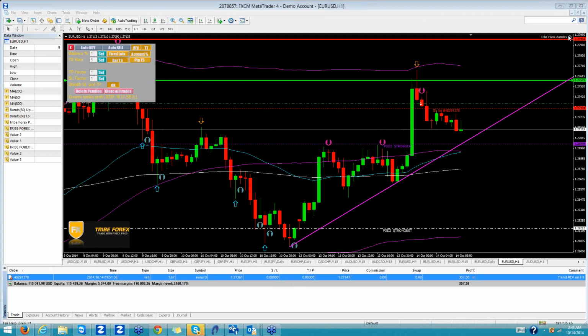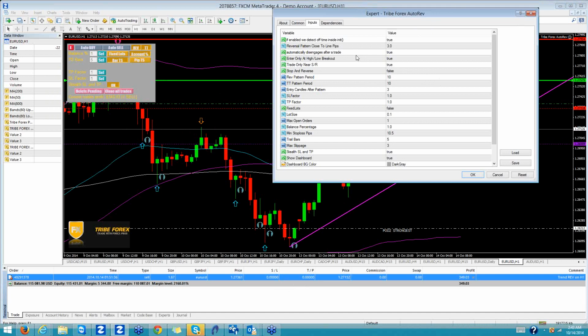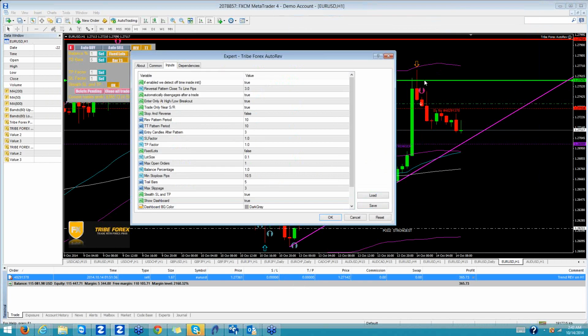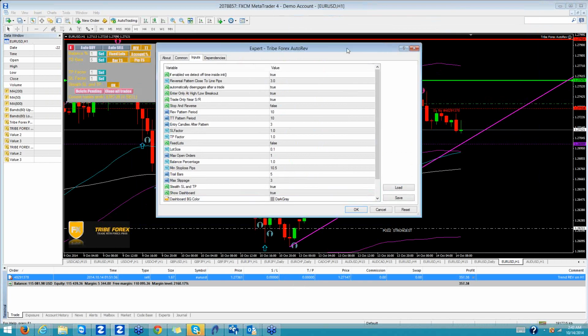Now, if I look in the back area of the auto rev, we've got the reversal pattern close to line pips. So it's looking for a line that's within, at this point in time, 3 pips. Generally, it's 5 pips. So I'm looking for a reversal pattern that's within 5 pips of my pod. Okay?